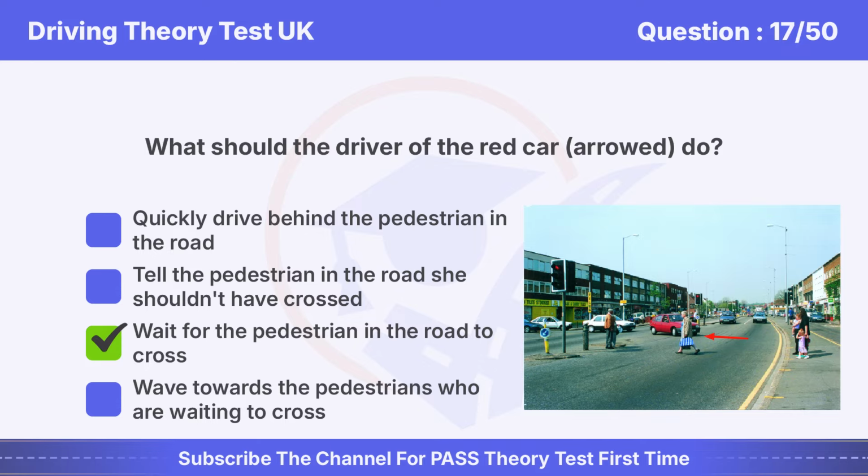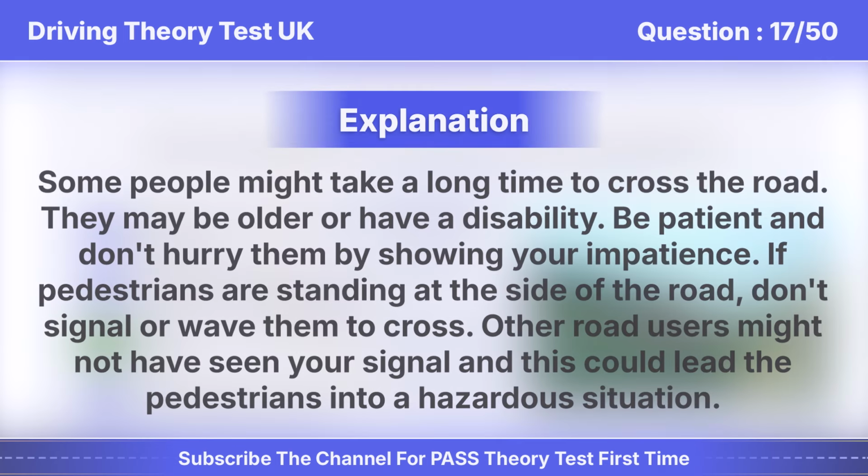Answer is C. Wait for the pedestrian in the road to cross. Some people might take a long time to cross the road. They may be older or have a disability. Be patient and don't hurry them by showing your impatience.